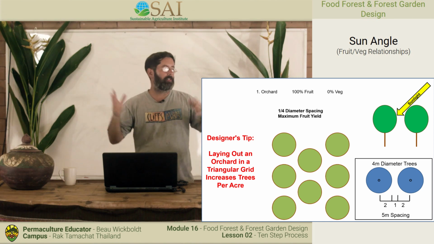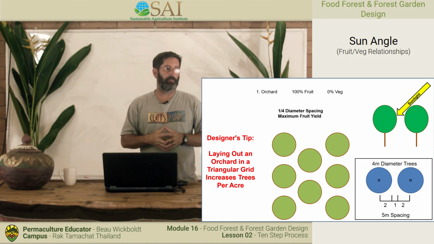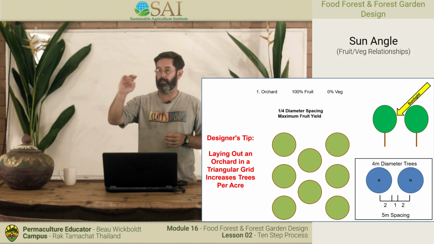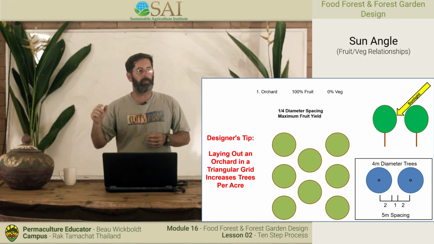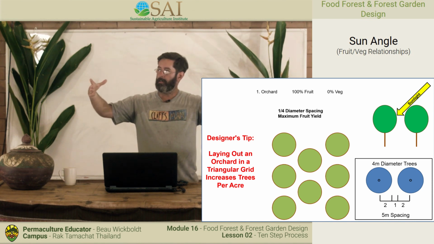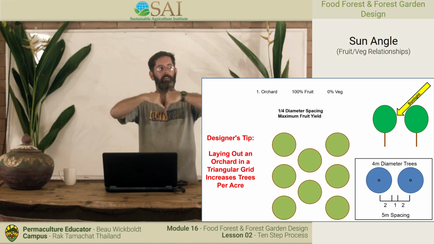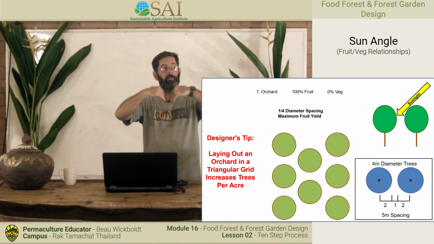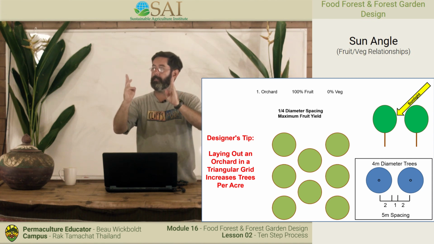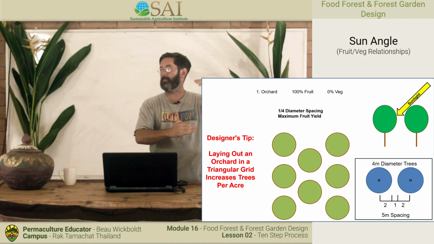So here's how that's going to work. I've got my sun angle. I have my fruit and vegetable relationship. If it's an orchard, it's based on this ratio, a quarter diameter spacing. If you put the mature trees where they get too close and start to touch, it will lower the yield of the fruit. So you have to let there be a space. At a quarter space, you will have maximum fruit and almost no vegetables.